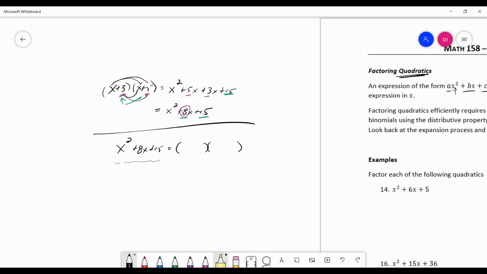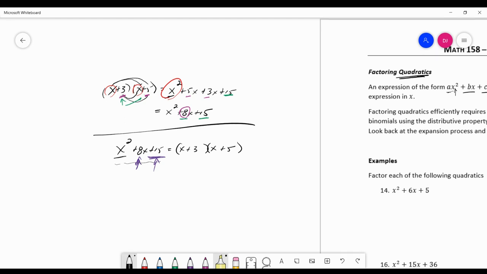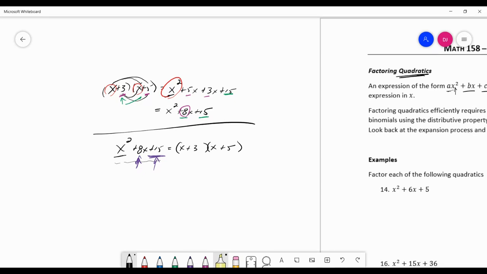So if we were to distribute this, where did the x squared come from? The x squared up here came from doing x times x. So this x squared is going to come from x times x. Now what I want to look for is, I've got a positive 15 and a positive 8. What two numbers can I multiply together to give me 15 that add together to give me 8? Those answers are 3 and 5, because 3 plus 5 is 8 and 3 times 5 is 15.